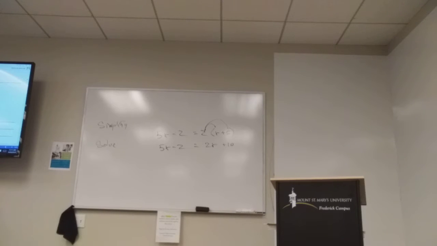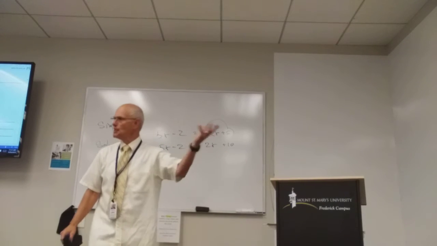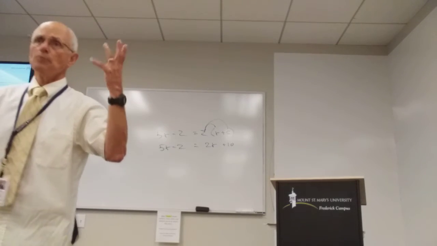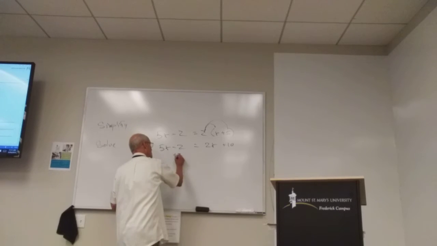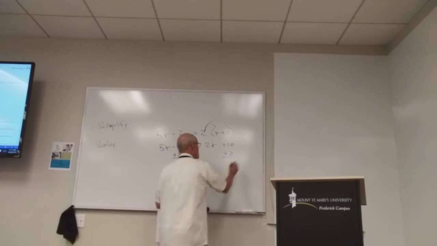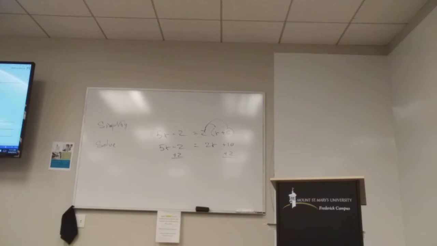You do have two choices. This is a subtraction, that's an addition. You can do them in either order, because they're on the same line. I'm going to add 2 to both sides. Why did I write the 2 under the 10? Why didn't I write it under the 2r? Because I wrote the like ones underneath each other. 10 is like 2. 2r isn't like 2. Do what's written.